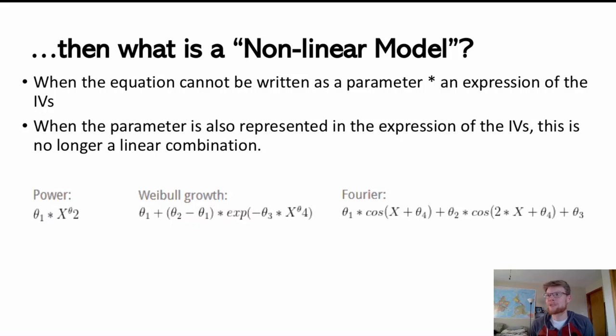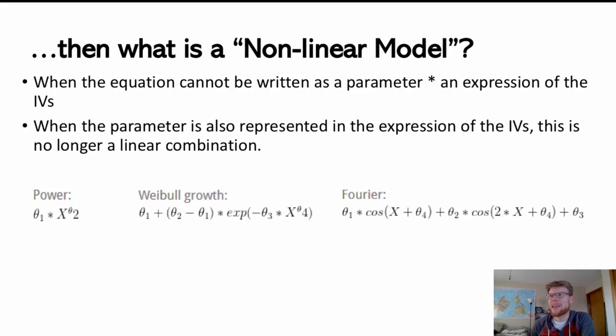And these are things that we don't use very often. There are situations where people might fit a nonlinear model, meaning that they can't fit the model in terms of a linear combination of predictor expressions. And so here are some examples. One would be a power function, one would be a Weibull growth function, and one would be a Fourier function. So all of these are examples that fit very, very complex functions.